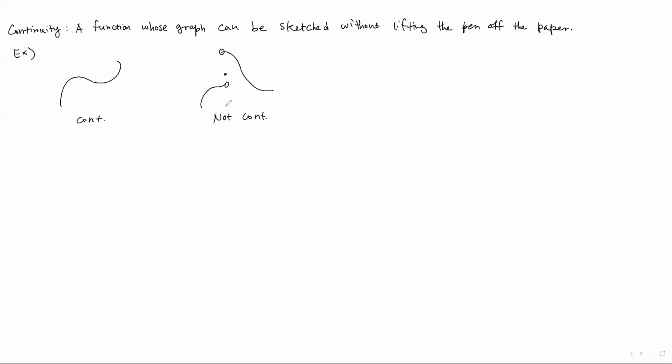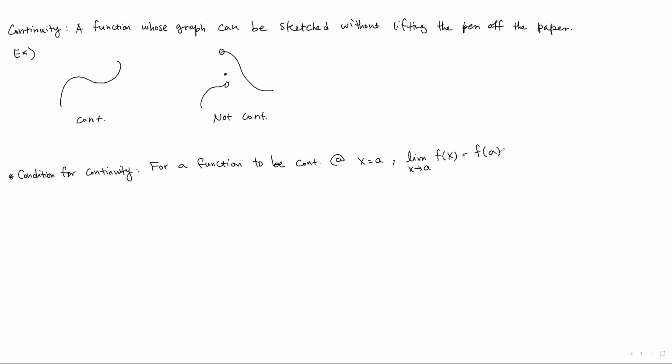Now, how do we know that a function is continuous? Well, that's easy. You have this condition for continuity. So for a function to be continuous at x equal a, so at one point, the limit of your function as x approaches a needs to be equal to the value of the function at point a.